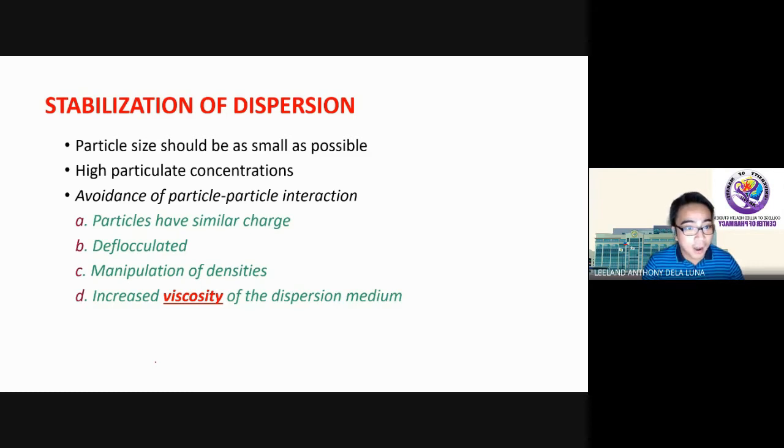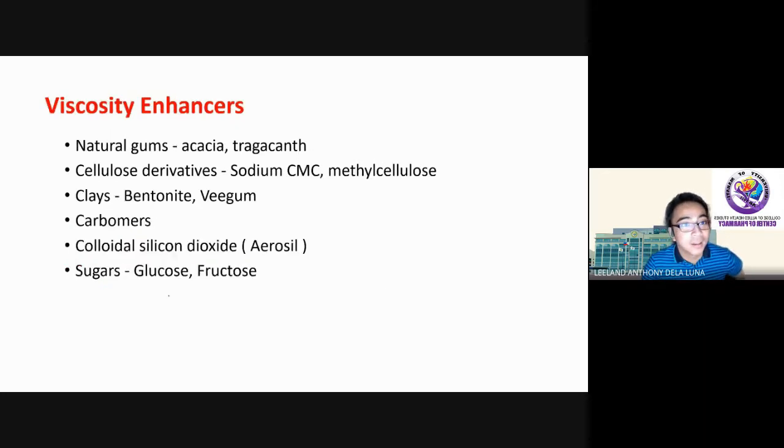Now, of course, of all these three, the most commonly used way to stabilize the dispersion would be to increase the viscosity of your dispersion medium. But again, we prefer to have pseudoplastic dispersion mediums. Dispersion mediums that have pseudoplastic properties. So, we have viscosity enhancers. Again, natural gums like acacia, tragacanth.